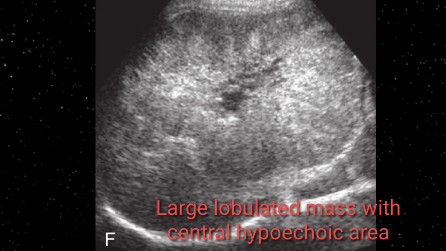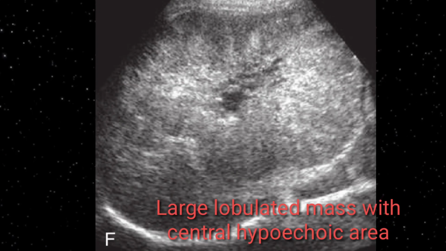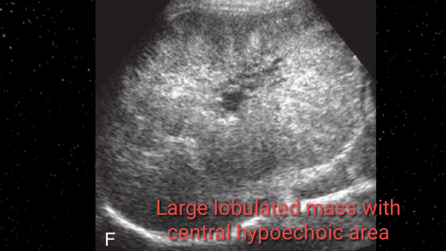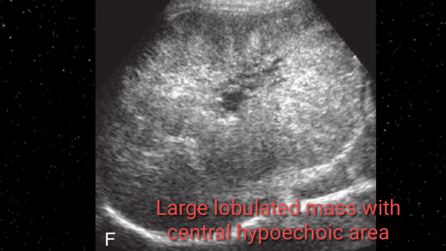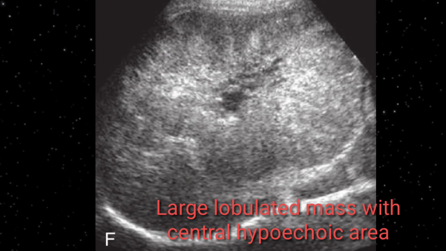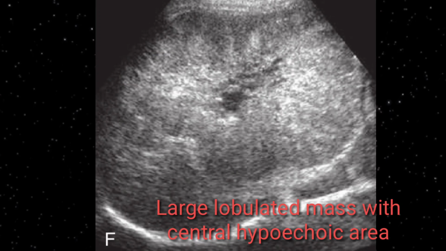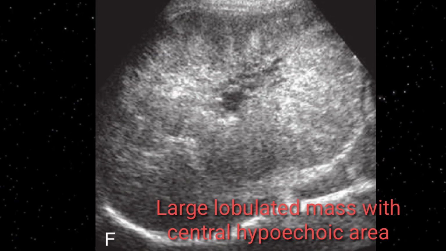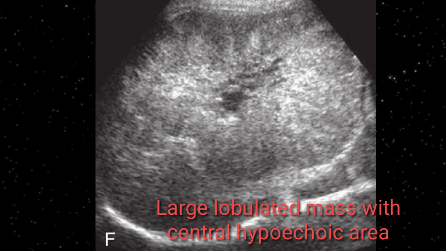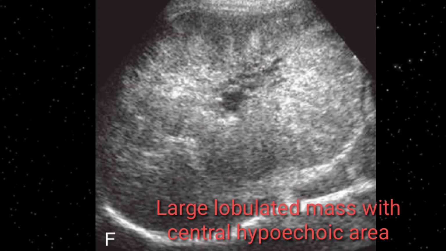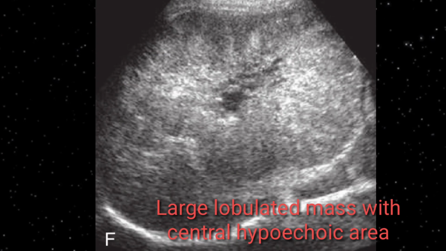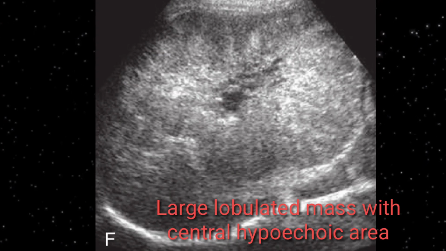Here is another example of hepatocellular carcinoma, a well-defined large mass almost occupying the entire liver, both right and left lobes. This is a lobulated mass with heterogeneous parenchyma, and you can appreciate a central hypoechoic area which is called a central scar. This type of presentation you can also see in fibrolamellar carcinoma, but the difference between hepatoma and fibrolamellar carcinoma is that in fibrolamellar carcinoma there would be a central scar and punctate calcification.